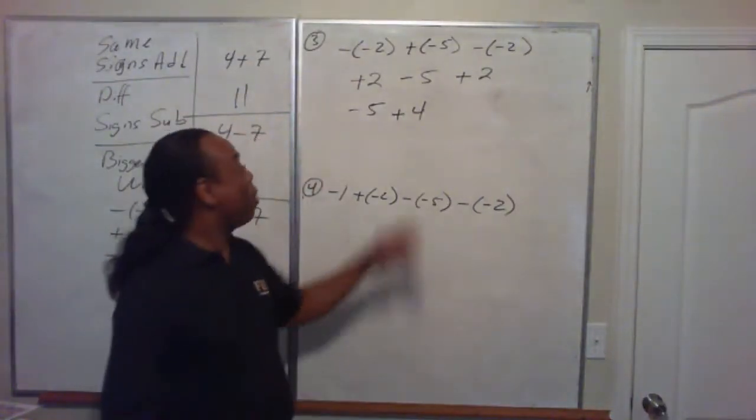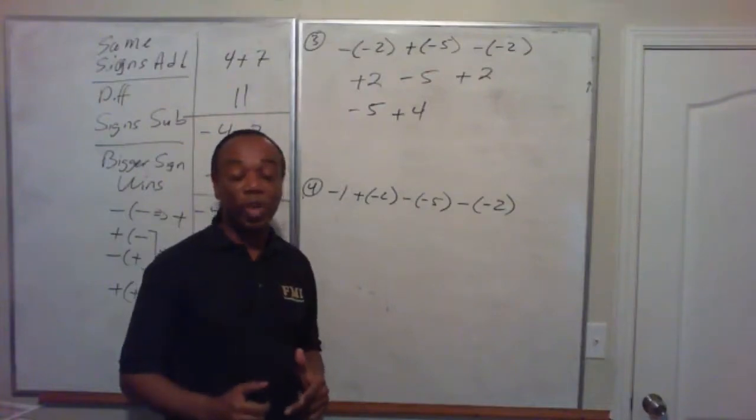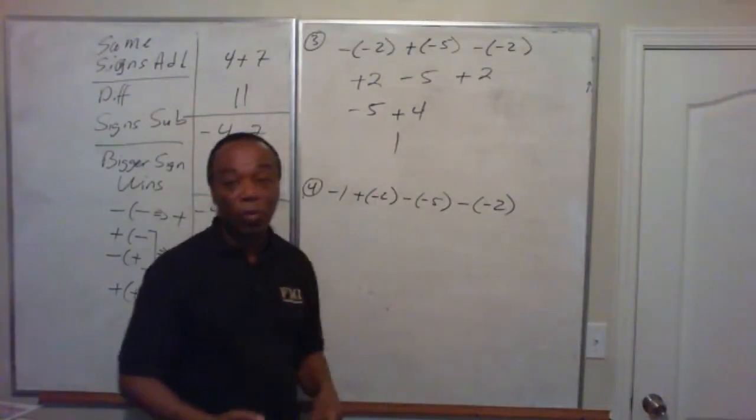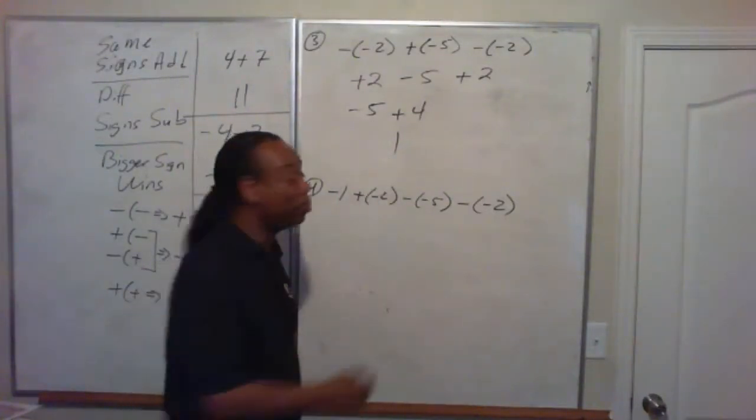Okay, from here we have different signs, a negative and a positive. Different signs subtract. So 5 take away 4 is going to be 1. The bigger sign is going to win. 5 is bigger, so its sign wins. So that's going to be a negative 1.